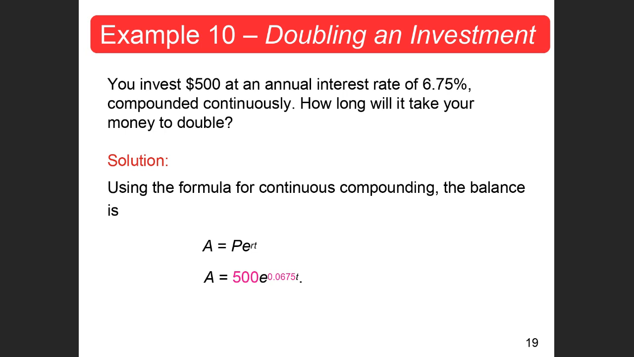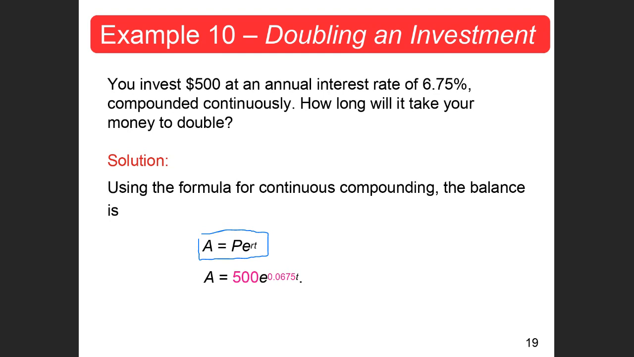When we have applications, we're usually dealing with the PERT formula. PERT formula is, this is compounding continuously, okay? And this is when you can take and use your skills in solving to figure out the answer. So it says you invest $500 at an annual interest rate of 6.75% compounded continuously. How long will it take to double your money?